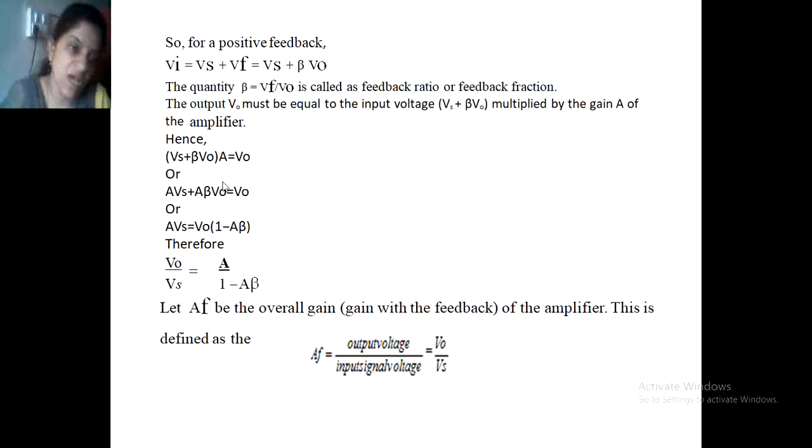Therefore, rearranging this equation, V0 divided by Vs is equal to A divided by 1 minus A beta. Let AF be the overall gain, that is, the gain with the feedback of the amplifier. This is determined as AF equal to output voltage divided by input signal voltage, that is V0 by Vs.